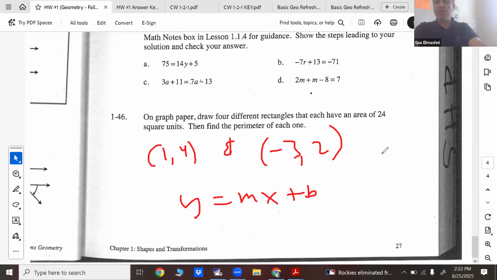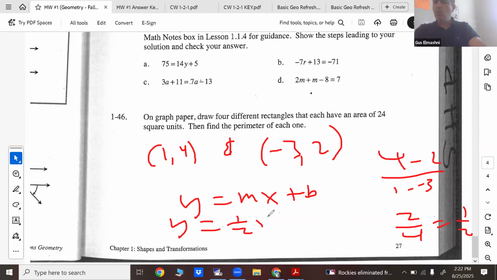So 4 minus 2 over 1 minus -3. However you order the subtraction, if you did 2 minus 4, then do -3 minus 1, I don't care. Just make sure you're consistent. That's 2/4, should be 1/2, right? So I'm halfway there. y equals 1/2 x plus b. Well, how do I find b? What would I do to find b?